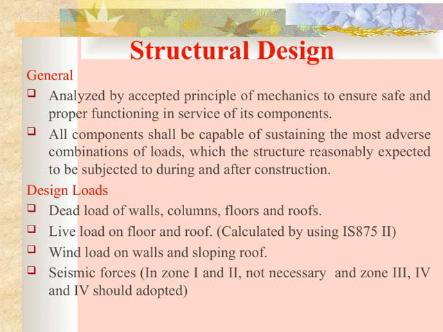Dead loads, which are the weight of the walls, columns, floors, and roofs, are fundamental. Then we have live loads on the floors and roofs, which we calculate using IS 875 Part 2. These represent the variable loads, like people, furniture, or moving equipment. Wind loads are also critical, especially on walls and sloping roofs, as they can exert significant pressure or suction forces.